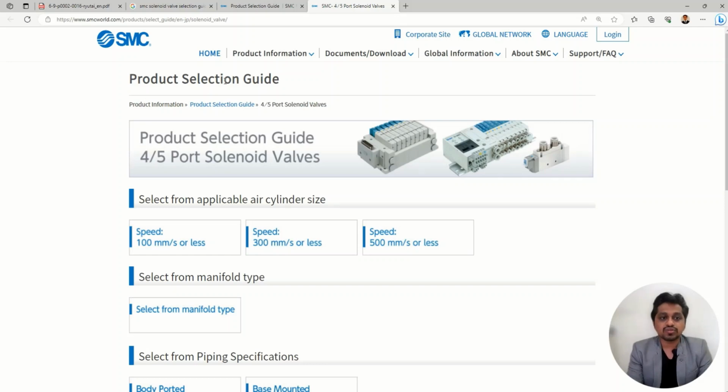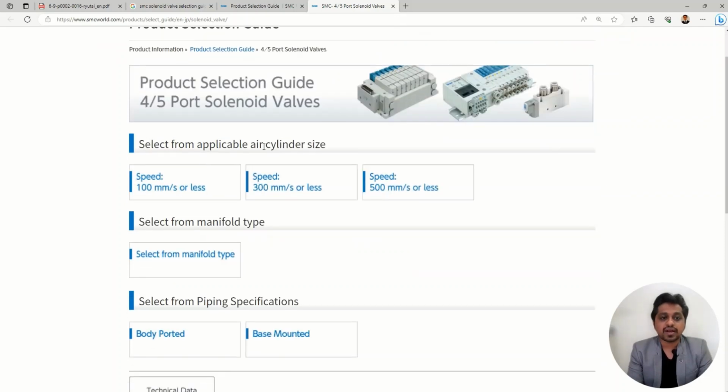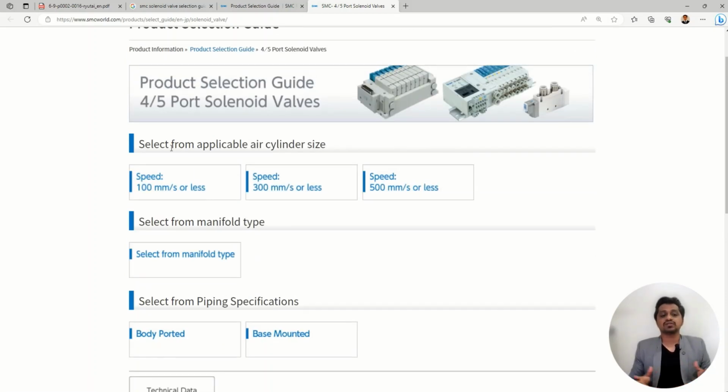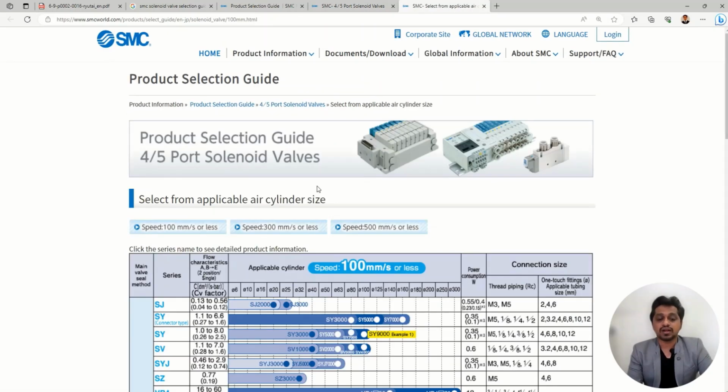Now as soon as you go into the solenoid valves, you have different parameters like select from applicable air cylinder size. If you know the required speed, then we have a manifold type, we have a piping specification, so you can go with any of these. Let's now just select the speed. Let's say the speed of your actuator is 100 mm per second.